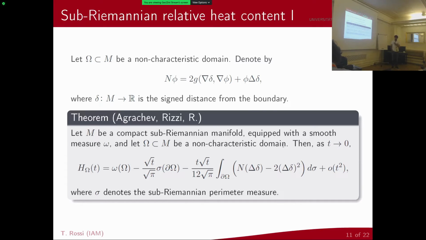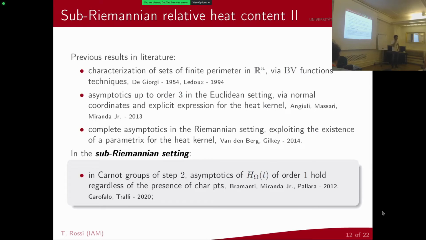Okay, so in particular, once again, we are able to detect geometrical information of the boundary of the domain omega, but in this case, we have a sub-Riemannian geometrical invariance. Okay, so before going through the proof of this main result, let me just quickly review the literature about this topic. So the relative heat content was firstly studied in connection to sets of finite perimeter by De Giorgi in 1954.